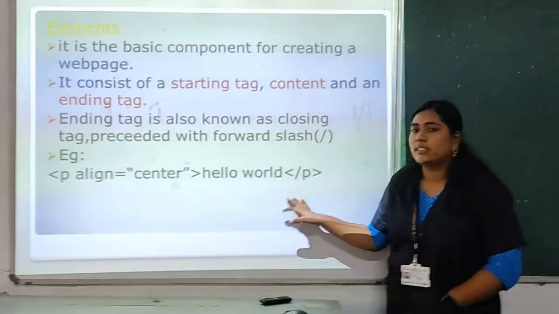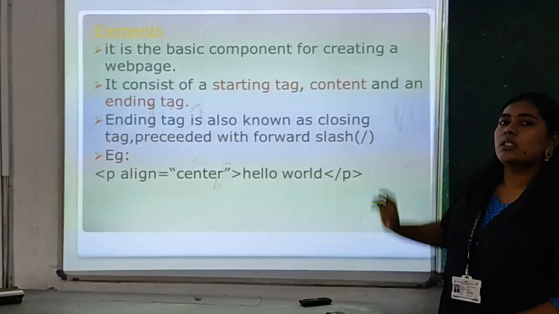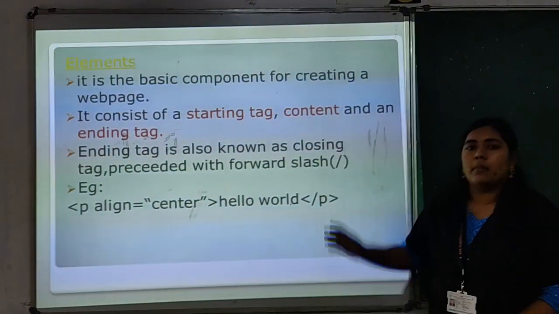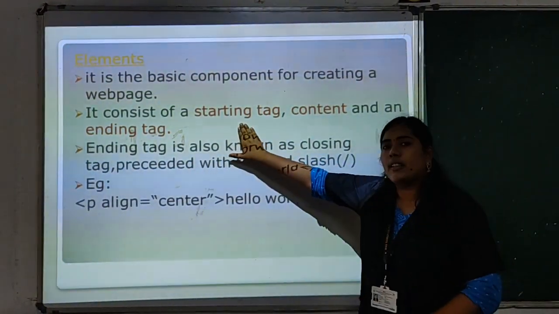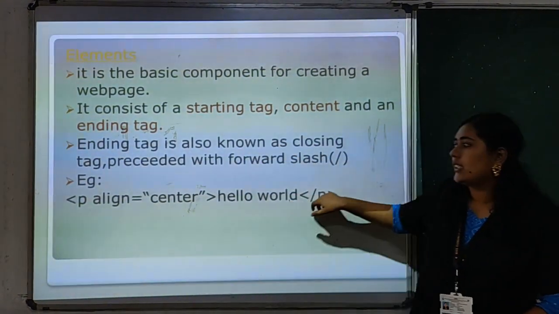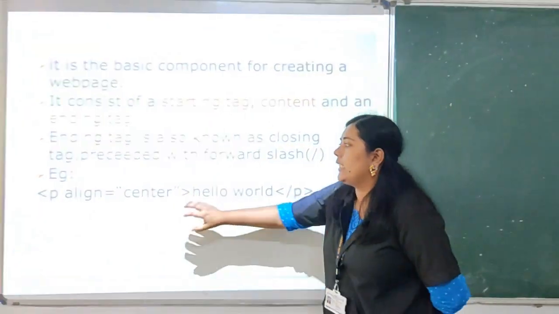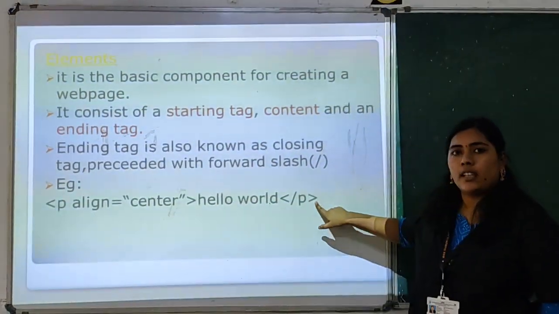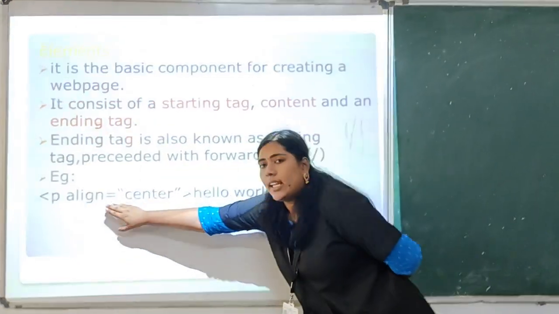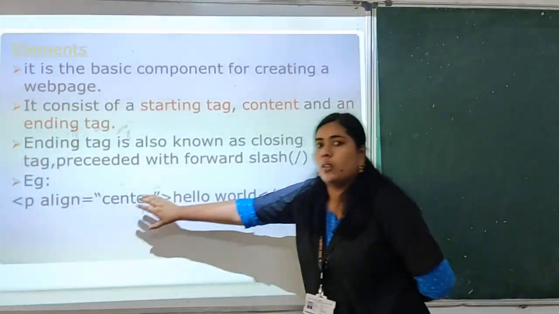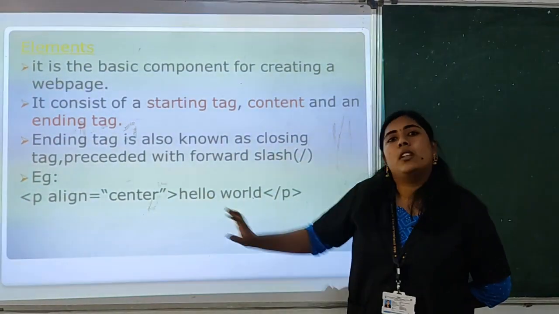That is the element. This is the basic component for creating a web page. To create a web page, we must need the elements. It consists of a starting tag, content, and an ending tag. Let's see this example: P align equal to center, hello world, and P, right? Here this P align is the starting tag. We mention where it is starting.